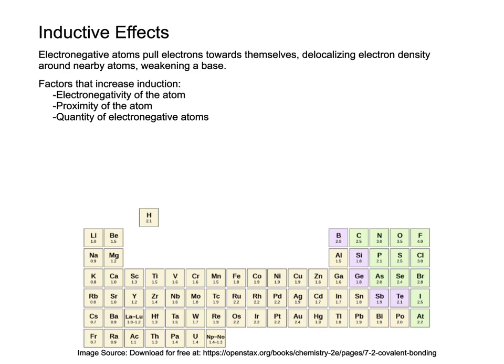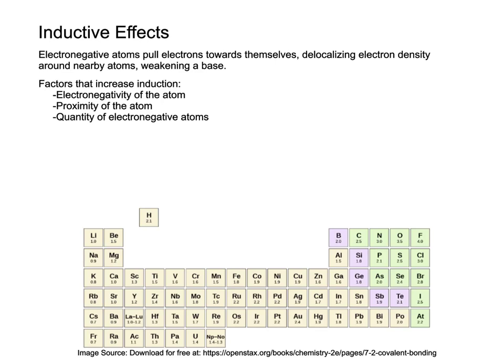So I have a table of electronegativities down on the bottom of this page here. Obviously, something that is further to the right and further up, which is our trend for electronegativity, is going to have more of an inductive effect. Next, we need to consider the proximity of the electronegative atom. An electronegative atom that is a lot closer to the lone pair or negative charge, or the base that we're evaluating, is going to have more of an inductive effect. And last, we refer to the quantity of electronegative atoms. So more nearby electronegative atoms will have more of a delocalization effect.